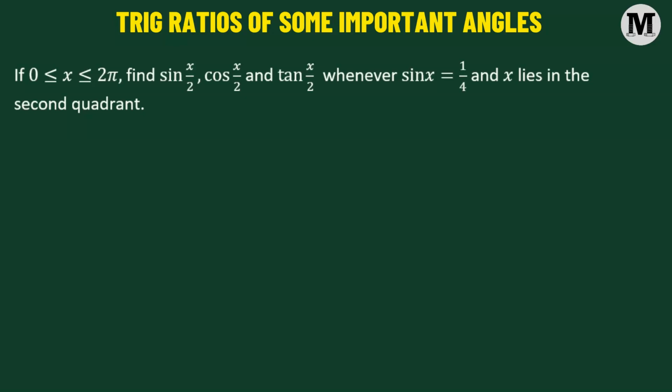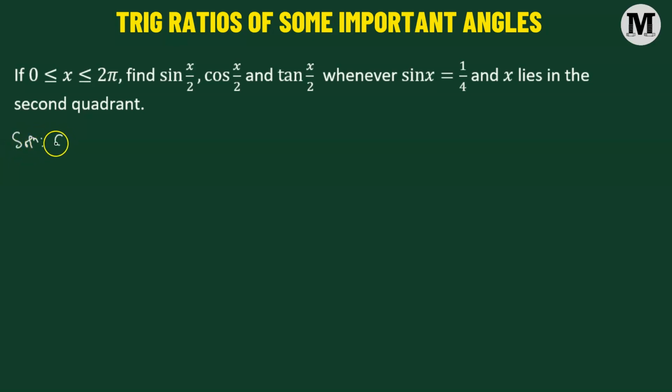So here we need to find out the value of these three trig functions: sine of x over 2, cosine of x over 2, and tangent of x over 2, whenever the value of sine of x was given to us, and it's also given that x lies in the second quadrant. So let us begin.